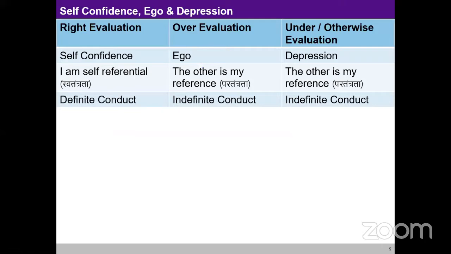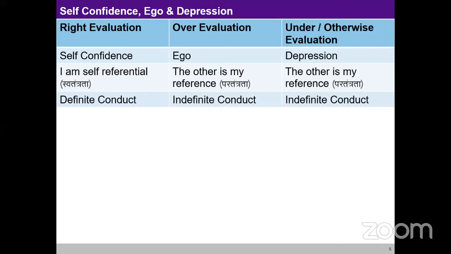Now I can see what my competence is. I can see, I can evaluate correctly. I am my own reference. I can find out by myself. I am swatantra. There's not a very good word in English for swatantra. There is freedom and all, but it doesn't really convey the same meaning. So I will say that I am self-referential or self-organized, that I decide for myself.